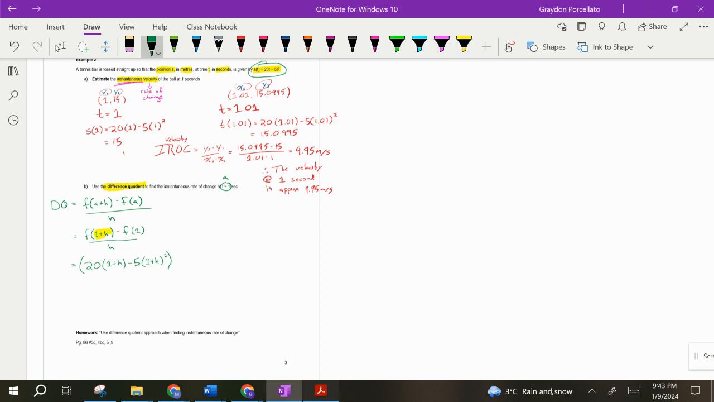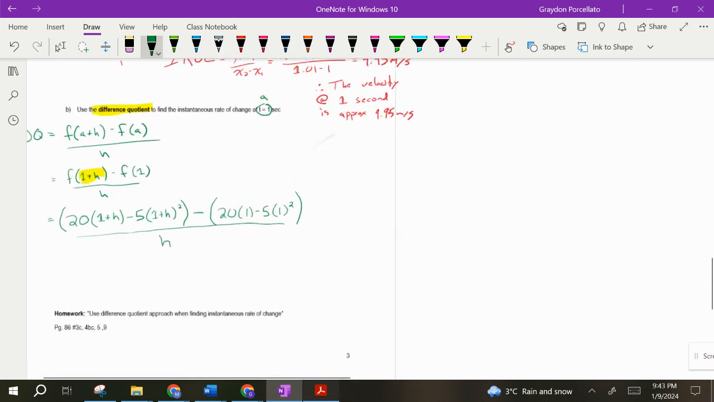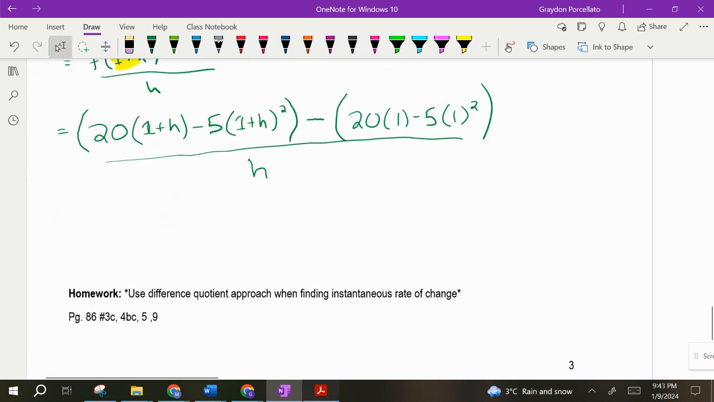Now I'm also going to write the function, so I'm going to subtract the function when I sub in 1. So that's going to be 20 bracket 1 minus 5 bracket 1 squared. And this is going to be all over h. Now all we want to do here is simplify this. This may look hopefully not too intimidating, but we do want to just simplify this expression.